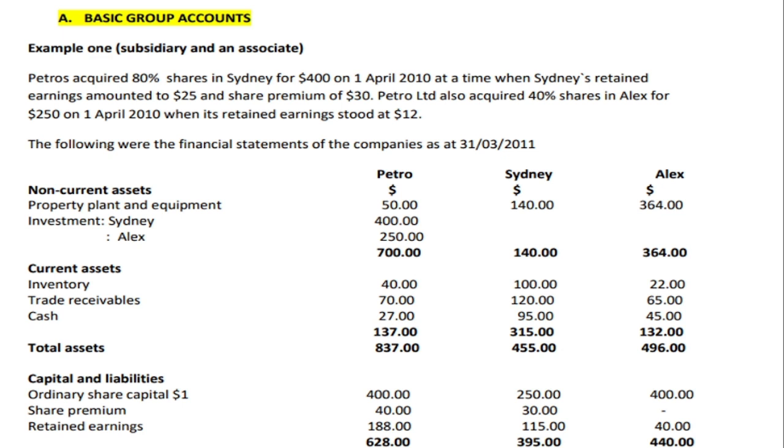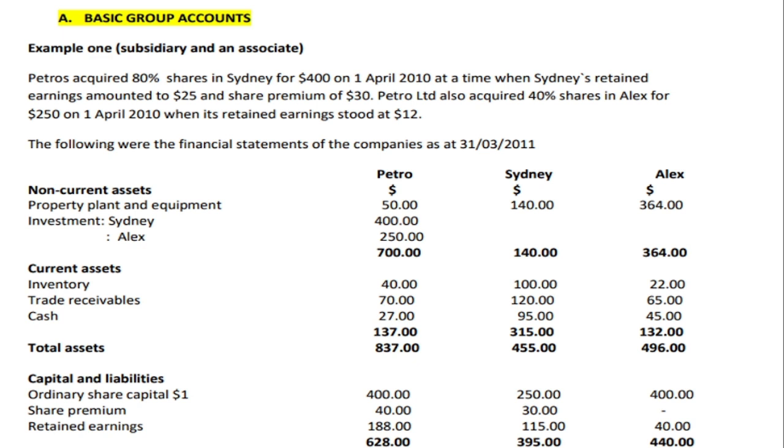Then you'd also need to know what is an associate. Now, an associate is a company where the investor has significant influence. So the most important thing to know is in every given question, obviously, you'll have the parent company, but then one of them could be a subsidiary, and then the other one an associate.